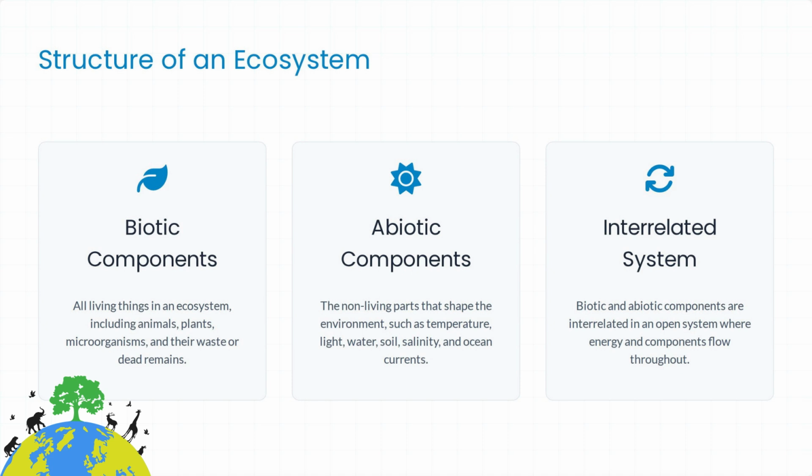First, the biotic components. These are all the living things: animals, plants, microorganisms, and even their waste or dead remains. Second, the abiotic components. These are the non-living parts that shape the environment, such as temperature, light, water, soil, salinity, and ocean currents. It's crucial to remember that biotic and abiotic components are deeply interrelated in an open system where energy and materials constantly flow.